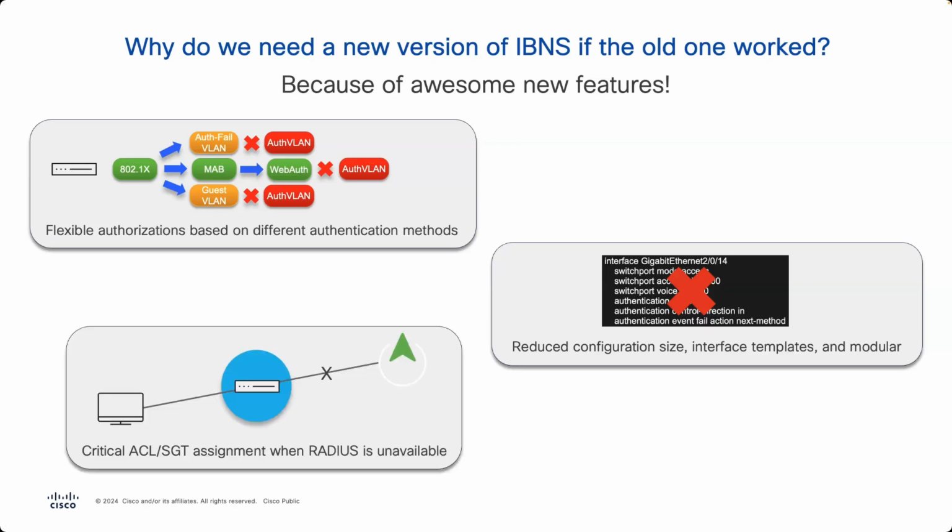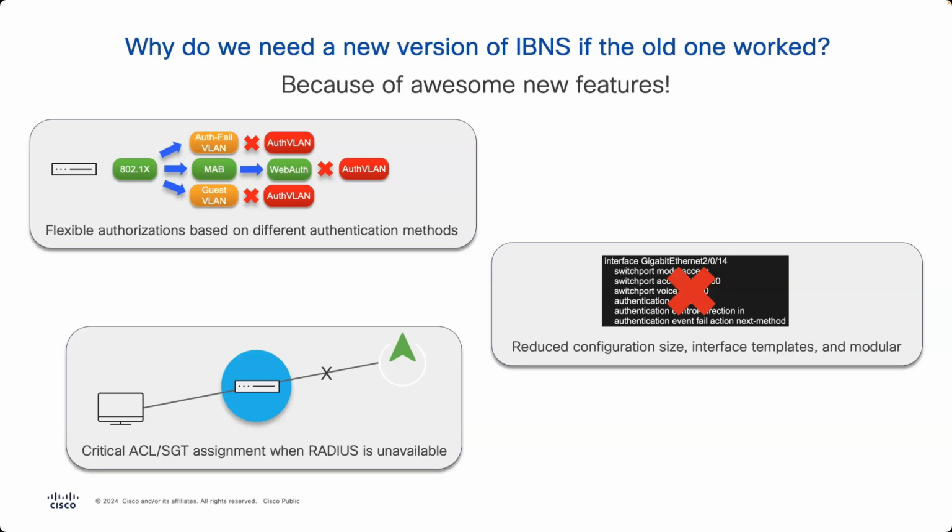And then the critical ACL HTTP assignment. Let's say your switch goes completely offline, your AAA servers go offline, or your WAN connection goes down between your site and your ISE nodes. Before, it was just unauthorized. No one could get connected. No one could get any kind of information on the network because it would just stay in an unauthorized state.